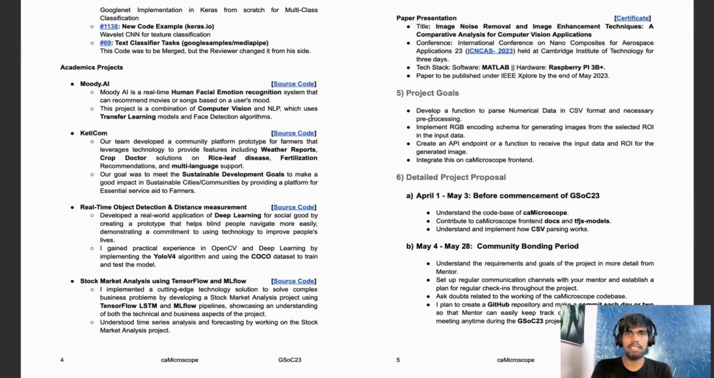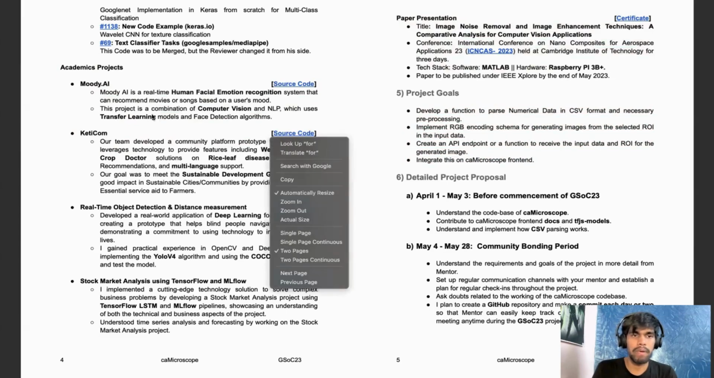And now starts the main part of what you're trying to do for that organization. You need to write the project outlines, the project goals that you want to achieve. These project goals are nothing but what you have picked here.